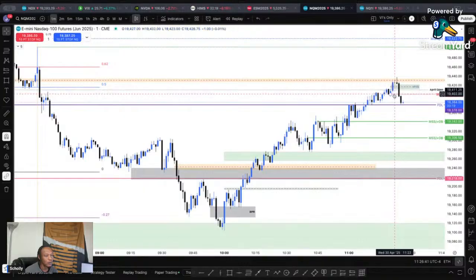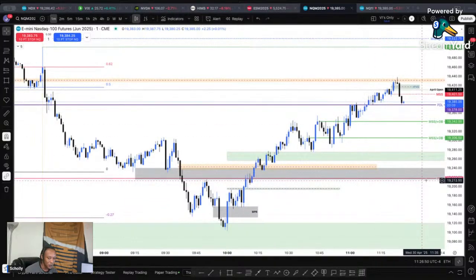Shifted on the 1, which means the buying is over. Got stopped out right here. That's a solid trade, man. That's textbook entry and exit.